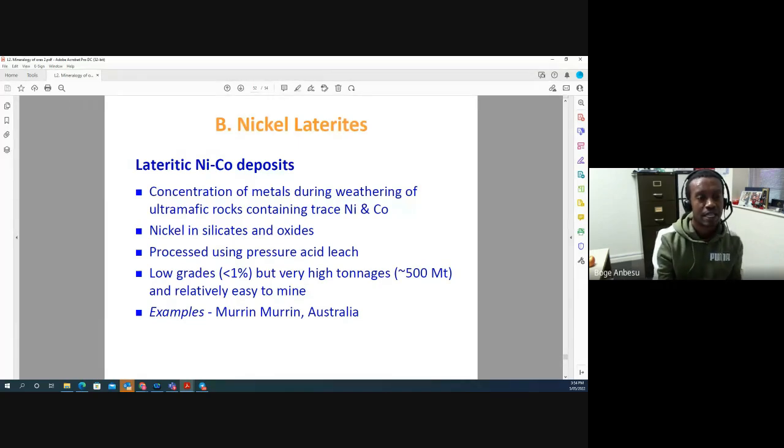Why? Because the nickel is uniformly distributed within the ore. There's no opportunity to upgrade the ore. All you have to do is mine everything and put everything through a leach process with no opportunity to get rid of the waste material first. So what's the problem then? So the problem is obviously because you're processing the whole material, you're going to have a very high expense for chemicals and for processing. And that's one of the issues associated with nickel laterites.